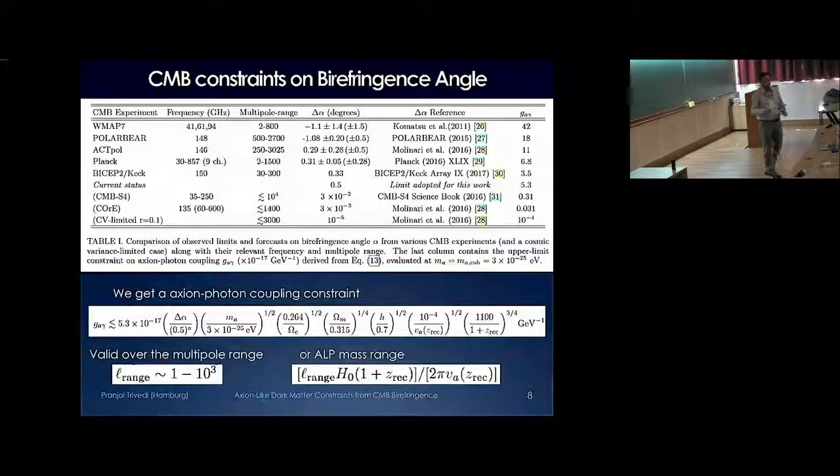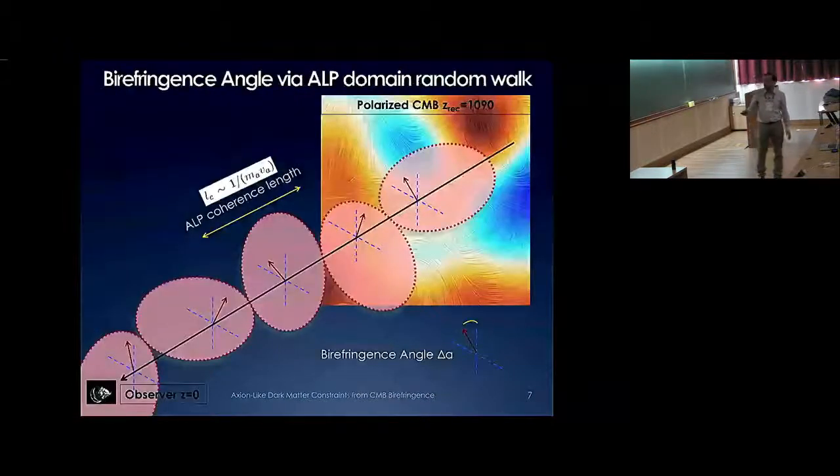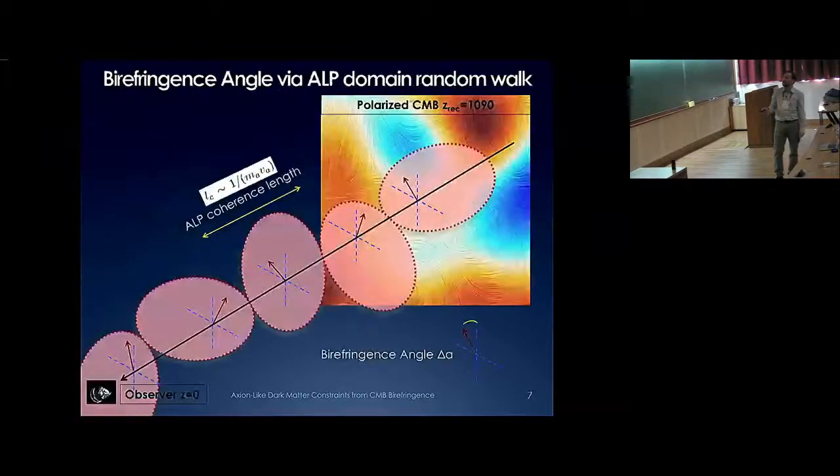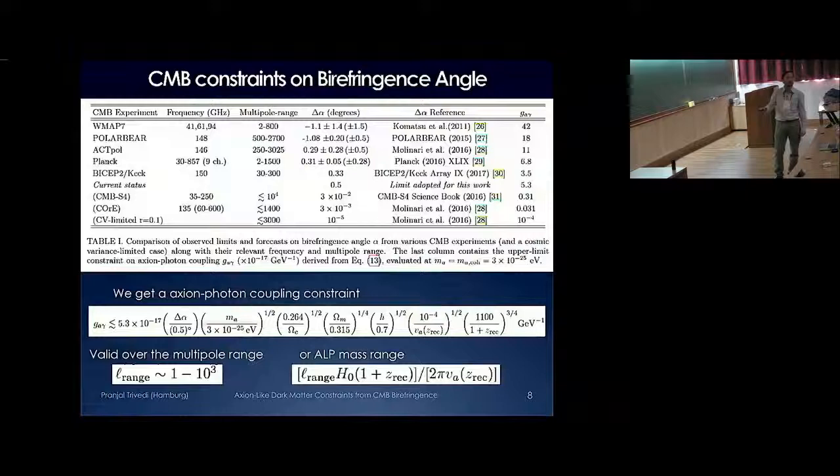So we were able to calculate the phase shift, which is twice the birefringence angle, and using that we can invert it to put an upper limit on the coupling constant between the axions and the photons. This is a very small value, 10 to the minus 17, for an ALP mass of 10 to the minus 25 eV, and it has dependencies on other parameters. This is using the value of 0.5 degrees as the amount of birefringence that we see averaged all over the sky.